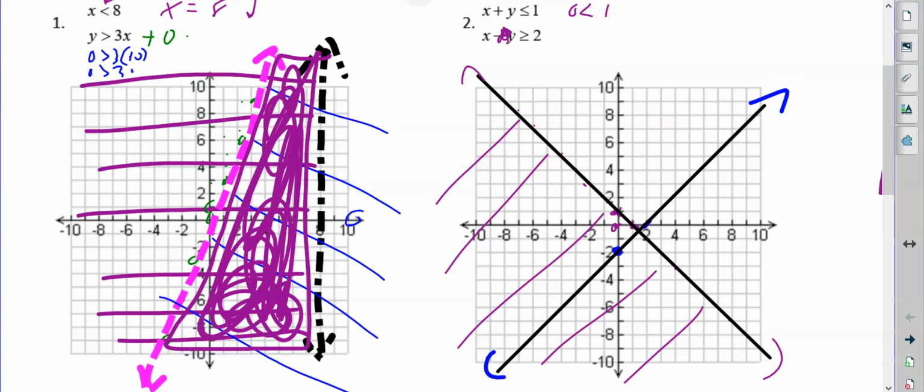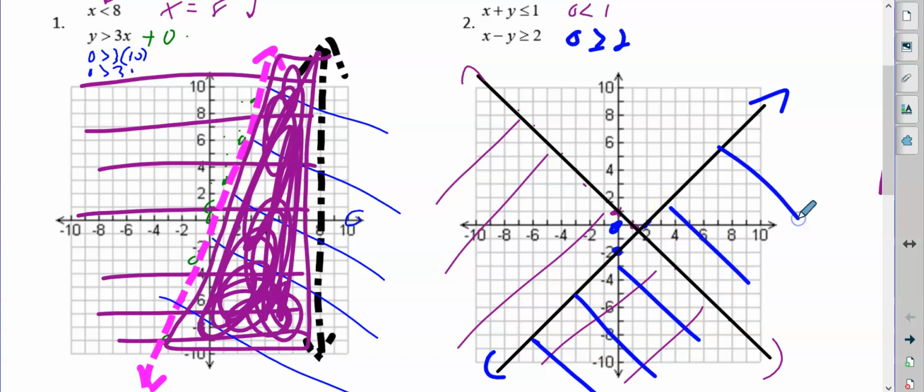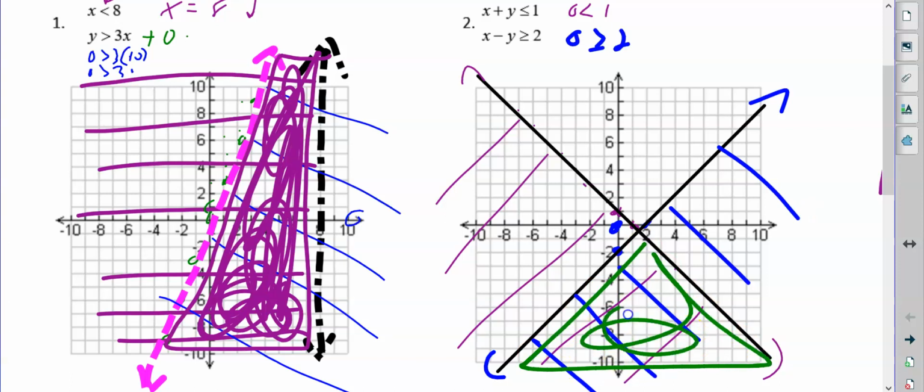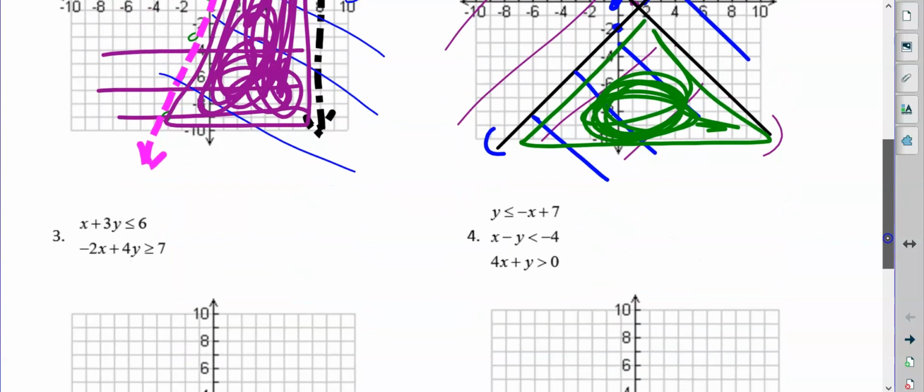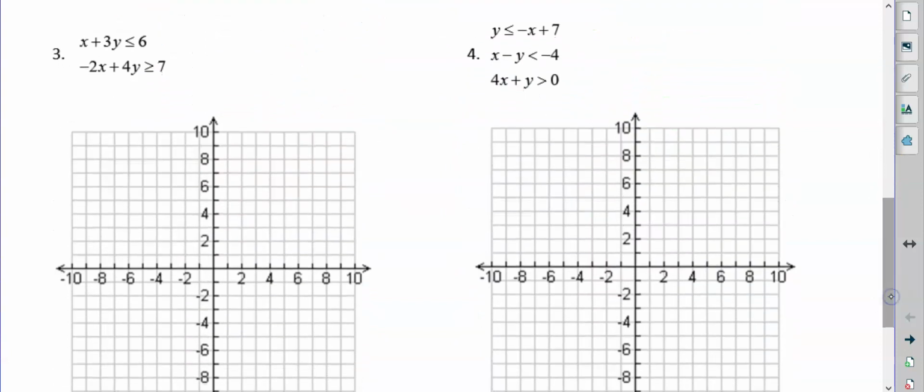Okay, and now, again, I'm going to plug in 0, 0. So 0, 0 would be 0 is greater than or equal to 2. Well, that's false, which means this point right here is a lie, so I'm going to shade this side. Now, where's my overlap? Right in there. Okay, that's enough. You get the idea.